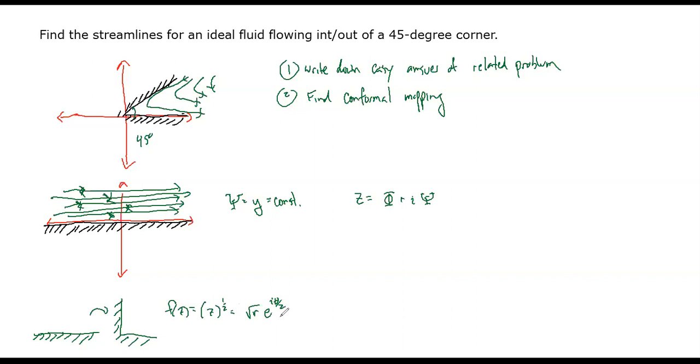So what conformal mapping gets me my streamlines for an ideal fluid that is going into a 45-degree corner? Be z to the 1/4 power. Exactly.